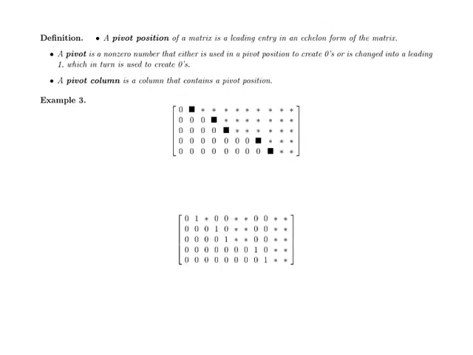So we're going to introduce some more terms in correlation to these echelon forms. That is pivot position, pivot, and pivot column. So a pivot position of a matrix is a leading entry in an echelon form of the matrix. That is the black boxes here, the pivot position.